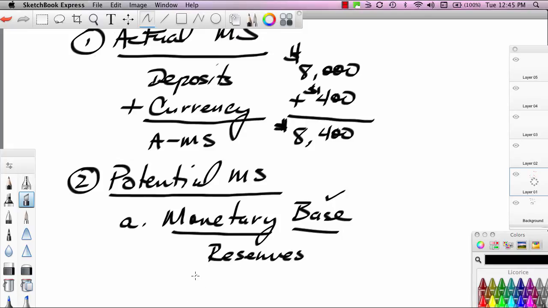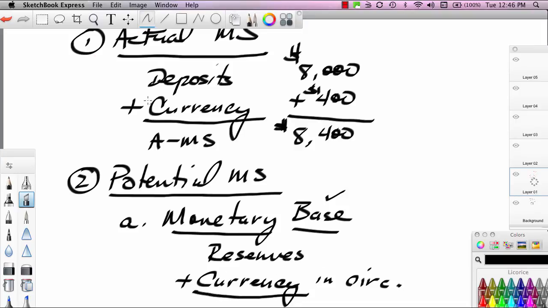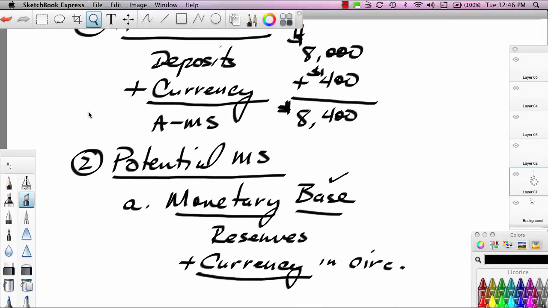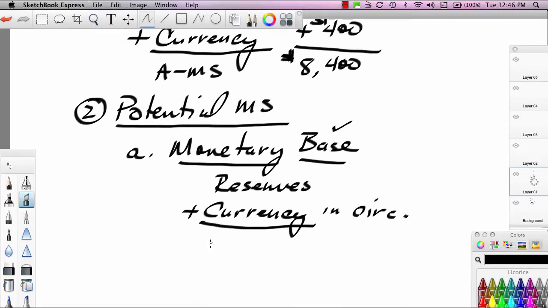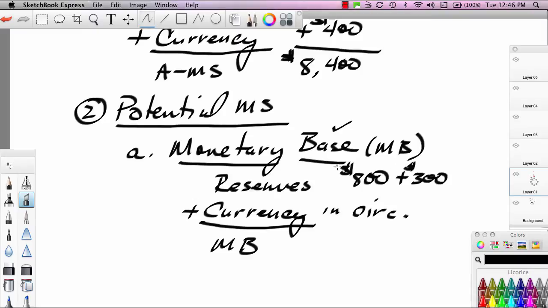Okay? Alright, if you take reserves, add it to currency in circulation. Again, this is currency that's not being held by banks. If you add that together, we run out of room, so let me scroll down a little bit. If you add that together, what you get is the monetary base. Now we'll abbreviate monetary base with MB. Okay? So reserves plus currency equal monetary base. So what do we have here? We've got 800 required reserves plus 300 excess reserves. Add those together.